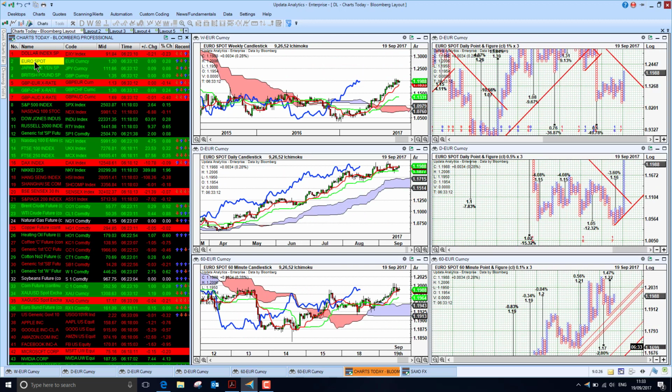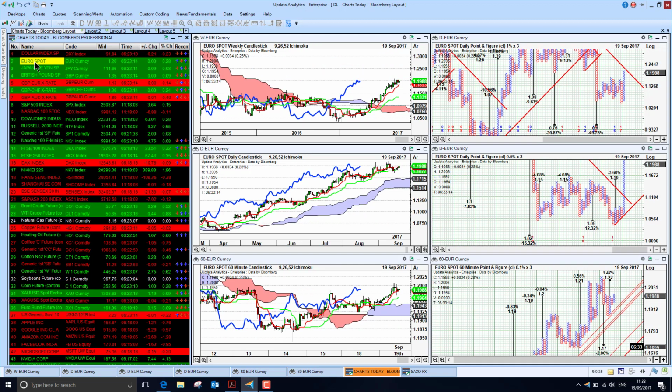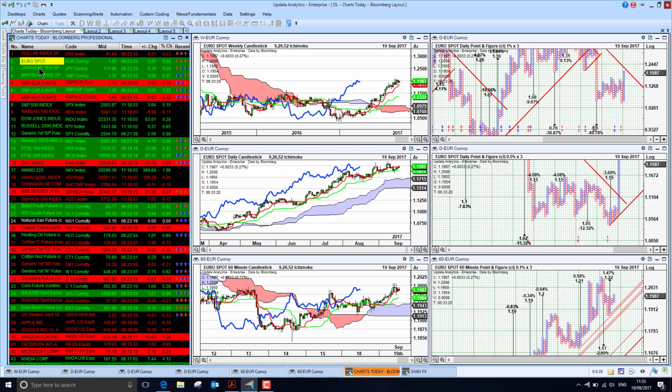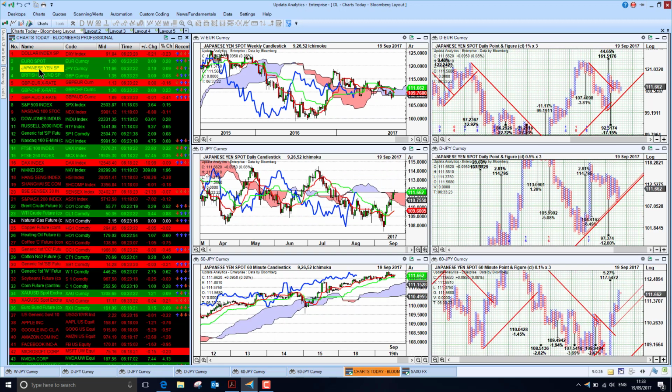Means the euro is strong again, bullish above the cloud on all three time frames. Just activated another upside target of 122 on the short-term chart. So the euro is continuing to look strong.